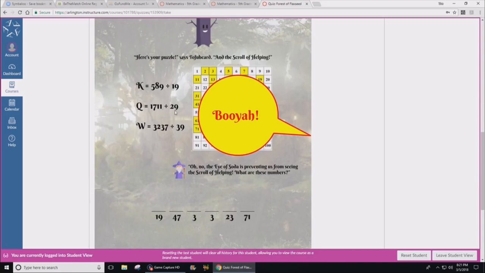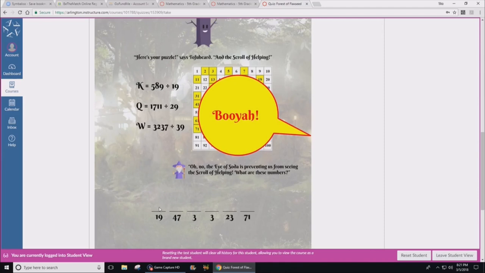Okay, so they would also have to solve this. This is dividing with 2-digit divisors, definitely a 5th grade skill. And once they figure out these letters, if they put K as, I don't know what it is, we'll say 37. So 37 is K. What comes after 37? 41. So 41 would probably be L, etc., etc.